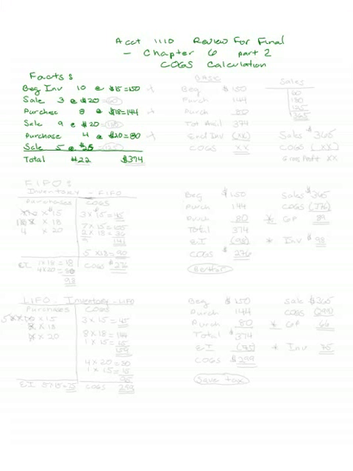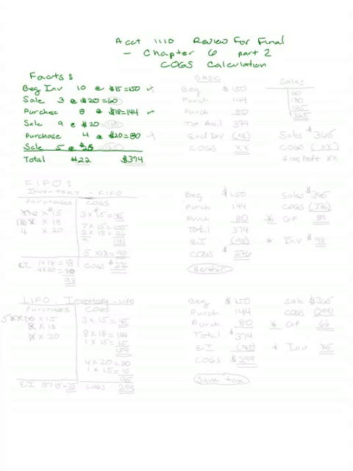I want you to notice we have beginning inventory, 10 units for $15 each at $150. Then I noted that we had a sell in here, 3 units at $20 each, and that sell would be $60, but it doesn't really come into play other than to let you know how many inventory units are left under a perpetual system. We have a purchase, 8 units, $18 each for a total of $144.